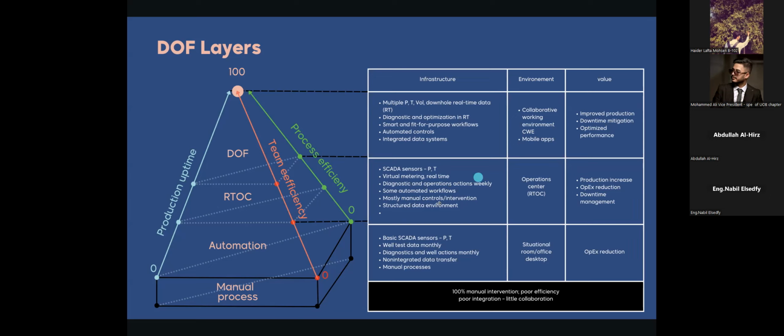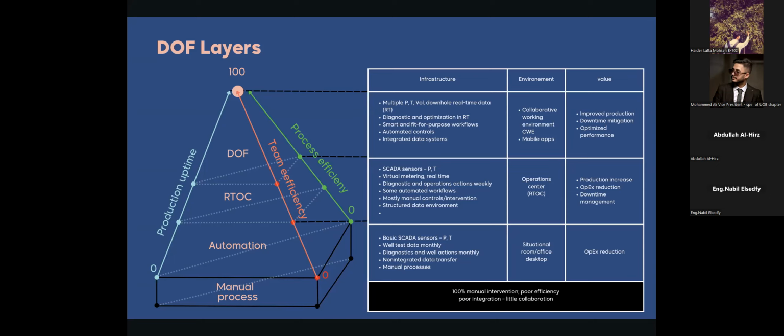And now we can get some automated workflows, mostly manual controls intervention, structured data environment. You need a bigger control room, which they call here the operations center, RTOC. And the value of that one is production increase, OPEX reduction, and downtime management.